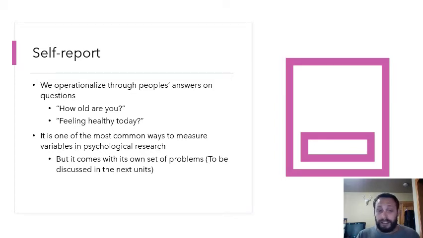So as I stated before, it's one of the most common ways to measure variables in psychological research. It comes with its own set of problems though, and we'll discuss this in the next units, really talking about what problems are with self-report and what kind of errors we can talk about. This is where reliability and validity come in, where we can talk about the biases that exist with self-report measures.